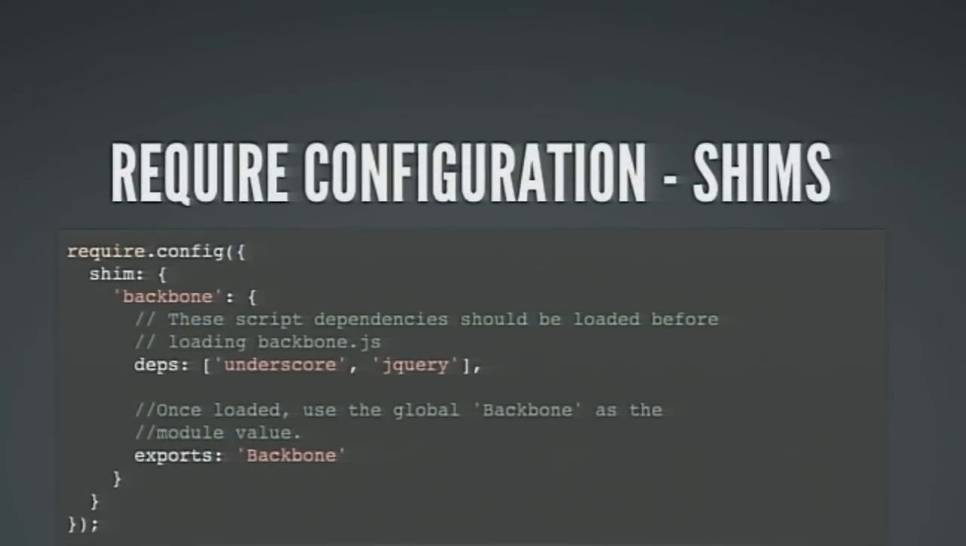Shims, for example. What if the code doesn't support AMD? What if there's no define inside of the code? Well, you can just say when they require backbone, the dependencies you need are underscore and jQuery, and then it exports this backbone variable. So it gives you the ability to basically shim AMD support onto libraries that don't support it natively. And this tends to be really, really useful in the case of people who don't want to support AMD. And then maps.